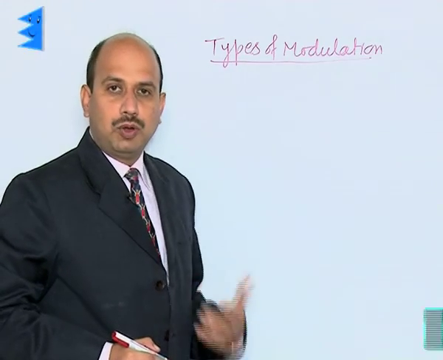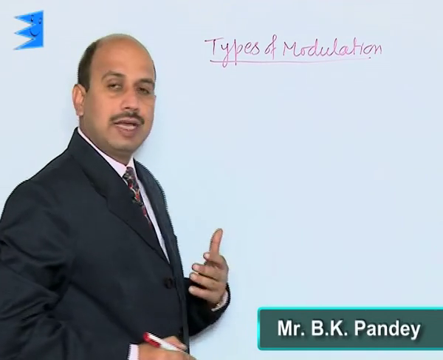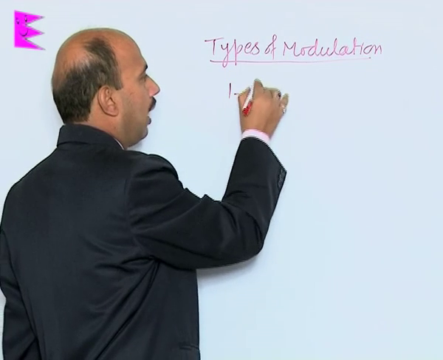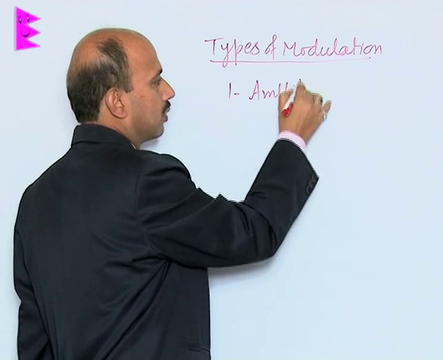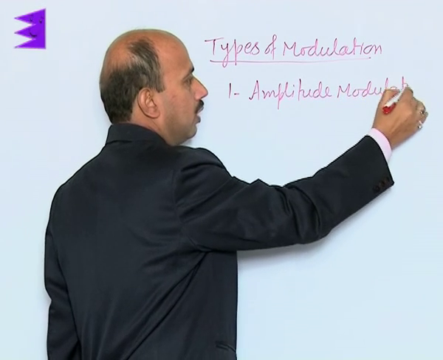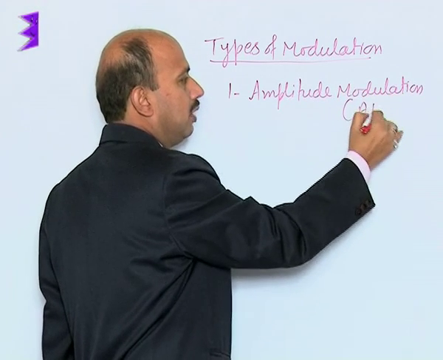Now see types of modulation. There are three types of modulation that we will be doing in this chapter. The first one is called amplitude modulation, basically written as AM.